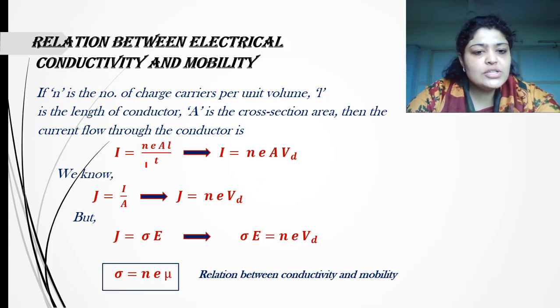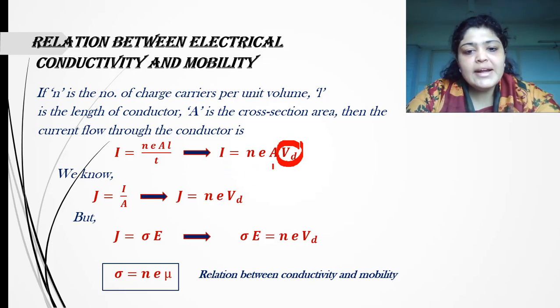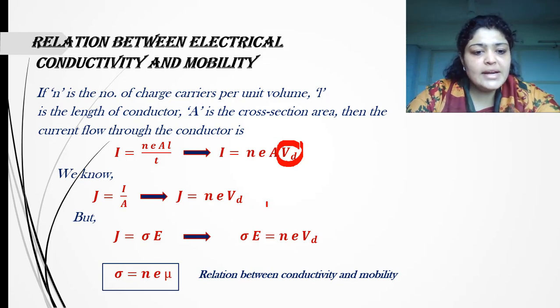On the basis of this equation, now what is this L upon t? Length divided by time taken by electrons to flow. I can define it as the term drift velocity. So I get the relation between current and drift velocity as I equals neAVd. Now we know that current density J is equal to I by A. So if I divide this equation by A, I will get J equals neVd, because A in the numerator and A in the denominator get cancelled. So J equals neVd.